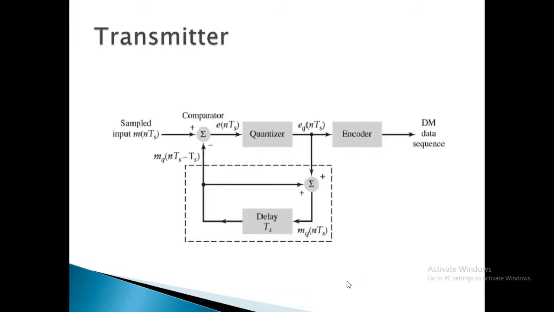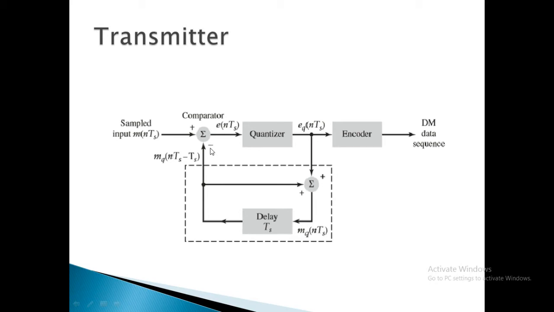Here, this is the transmitter. In this transmitter, the input is oversampled. The message signal m of t is sampled as m of n Ts, where Ts is the sampling time period. The transmitter has a comparator, summer, quantizer, encoder, and delay circuit. The dotted line box is represented as the accumulator.